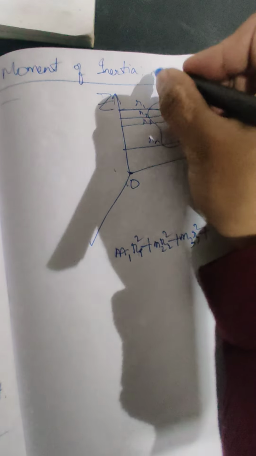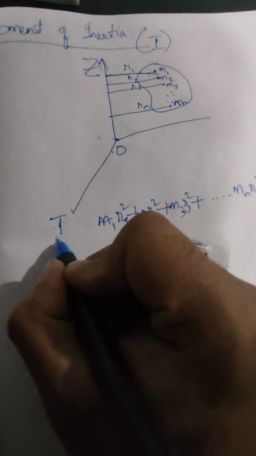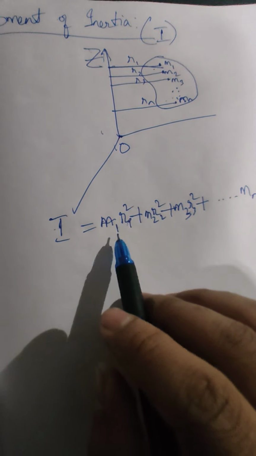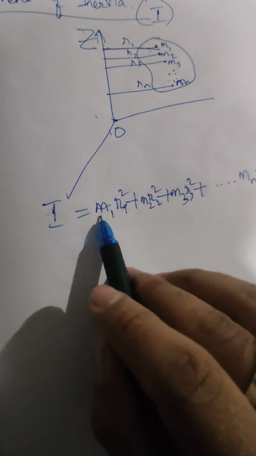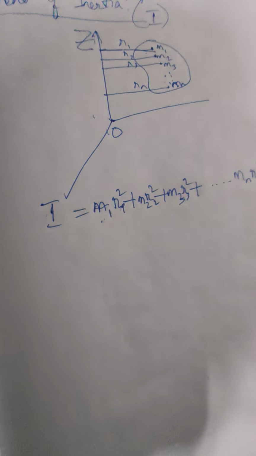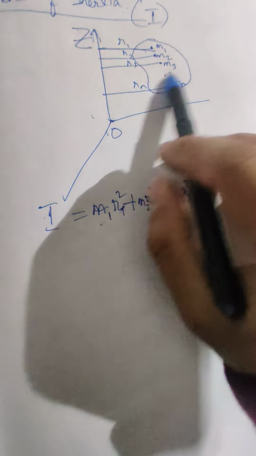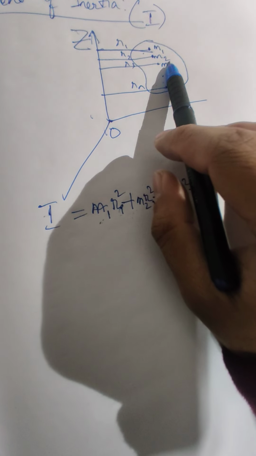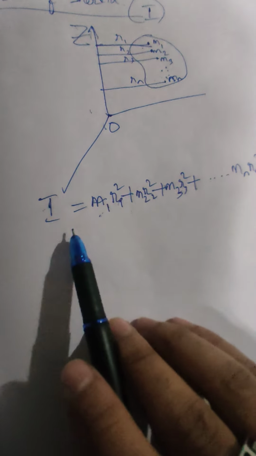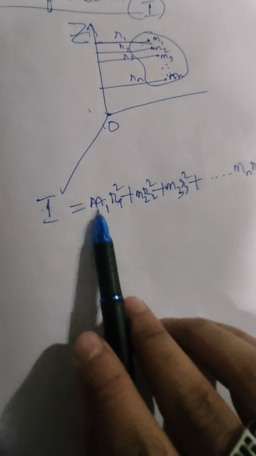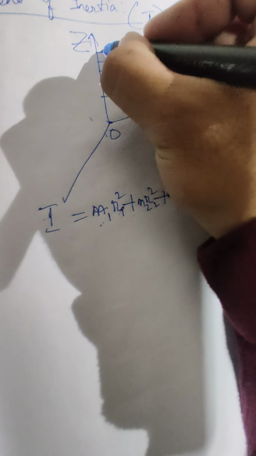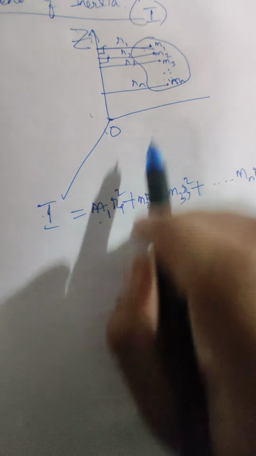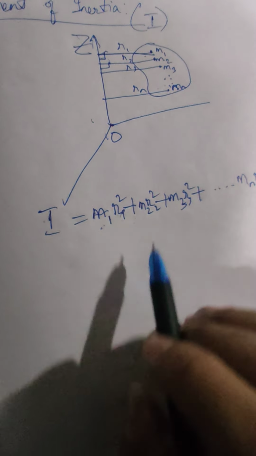So the moment of inertia we represent by capital letter I. The moment of inertia of a rigid body is the sum of the product of the masses of the various particles. The body has many particles, n number of particles in one body. So the moment of inertia is defined as the sum of the product of the masses of the particles and the squares of their perpendicular distances from the axis of rotation.